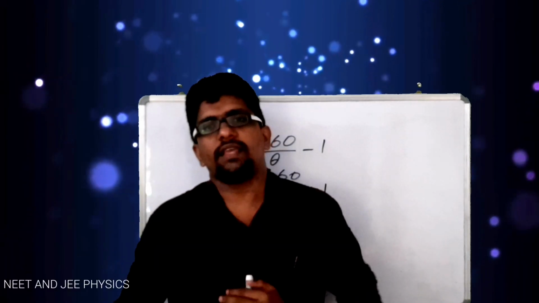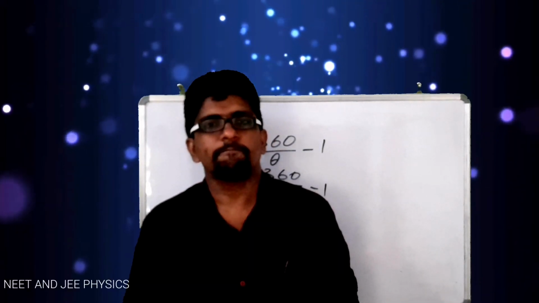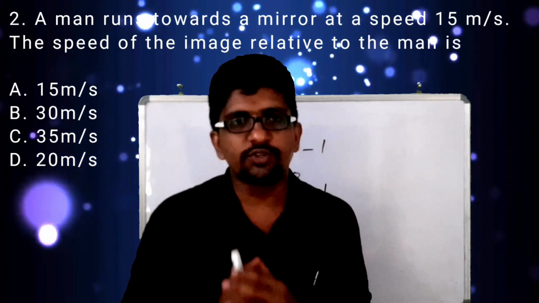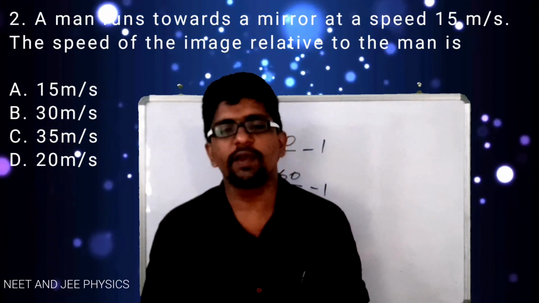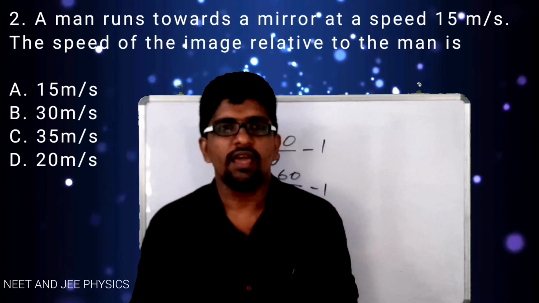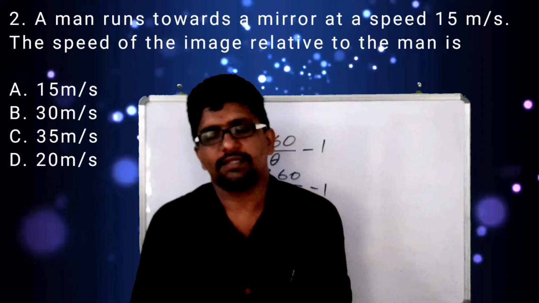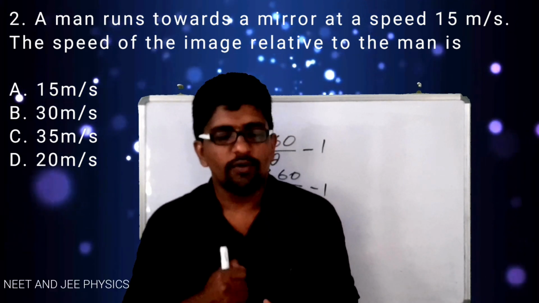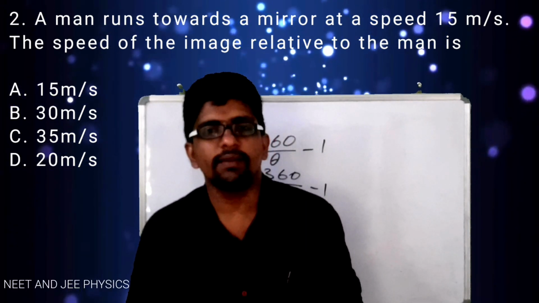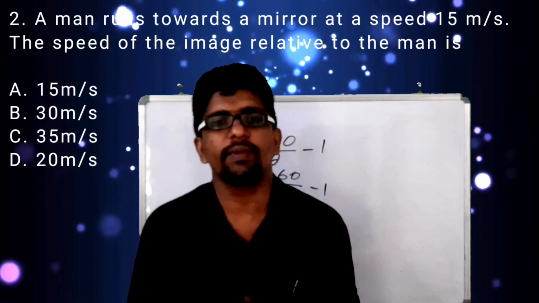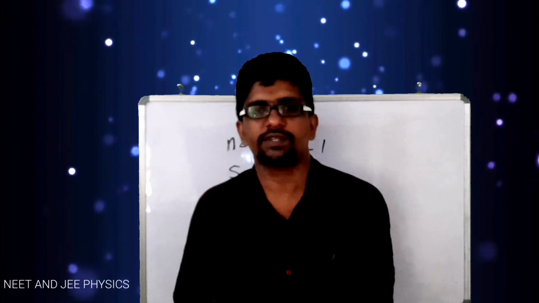Now we can discuss the second question. Okay. This is the second question. A man runs towards a mirror at a speed of 15 meters per second. The speed of the image relative to the man is: 4 options you have. 15 meters per second, 30 meters per second, 35 meters per second and 20 meters per second. Okay, these are the options.